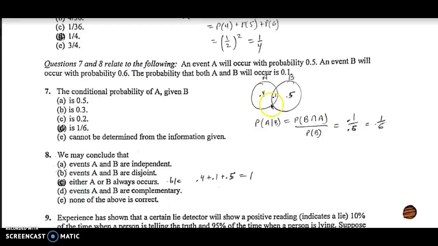The total circle A has to add up to 0.5, so that means this piece has to be 0.4. 0.4 and 0.1 make 0.5. And the total of B is 0.6. So if we have 0.1, this number over here has to be 0.5.